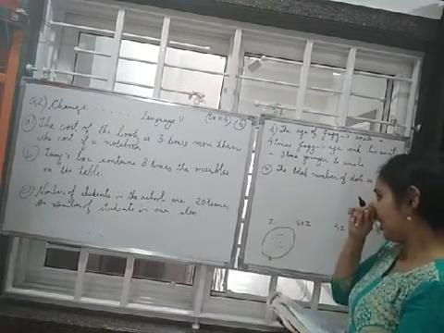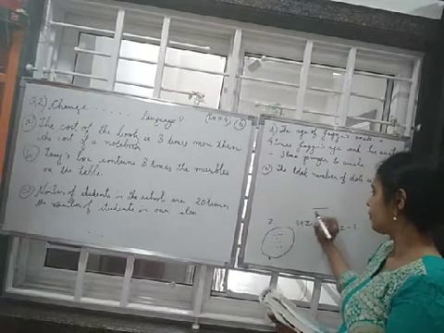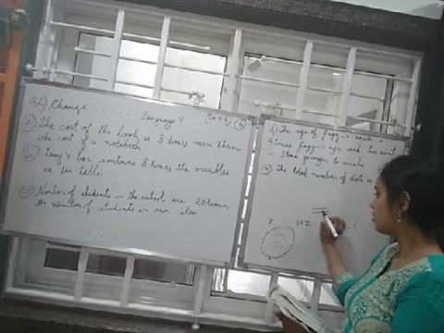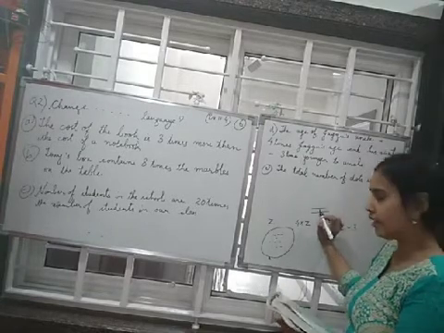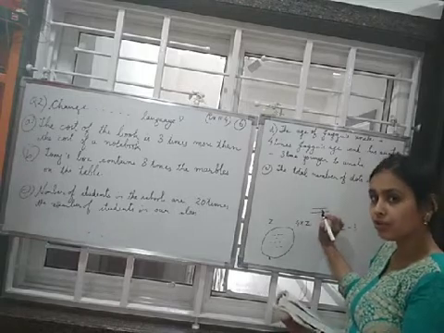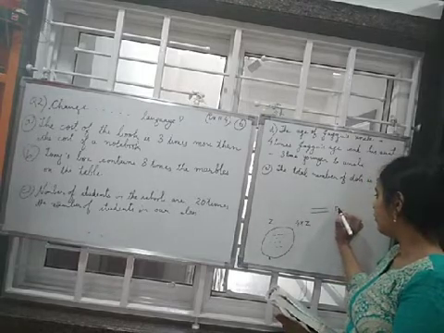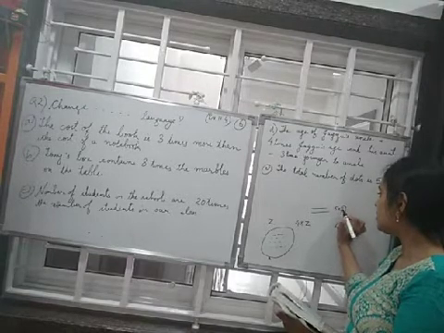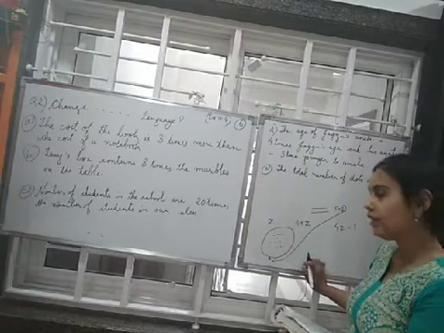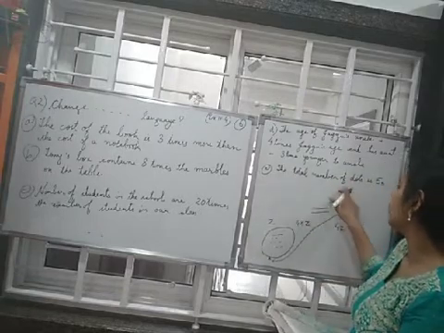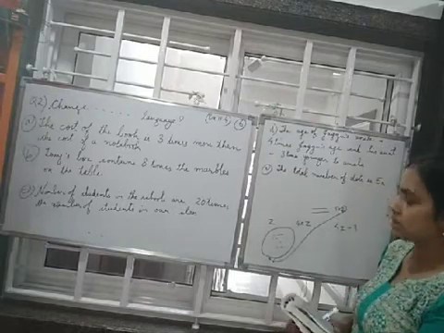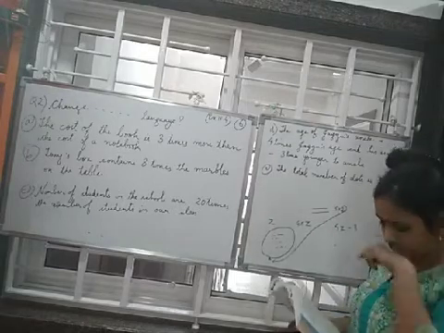If suppose there are 2 rows, and each row is having 5 dots, then how many dots are there? 5 plus 5, that is 5 twos are 10. That is 5 into 2, right? What is this 2? Number of rows. That is why here the total number of dots is 5 into r, that is 5r. So this completes our question number 2. Now we will do question number 3.